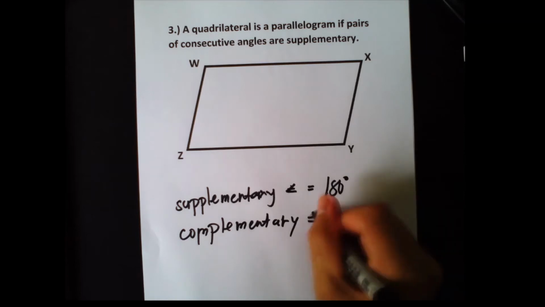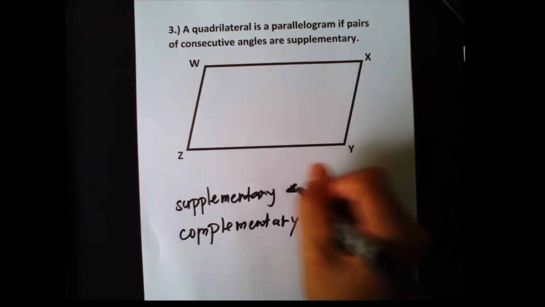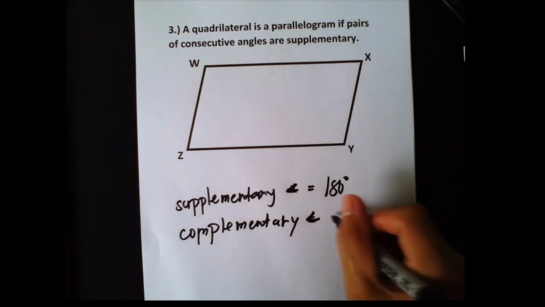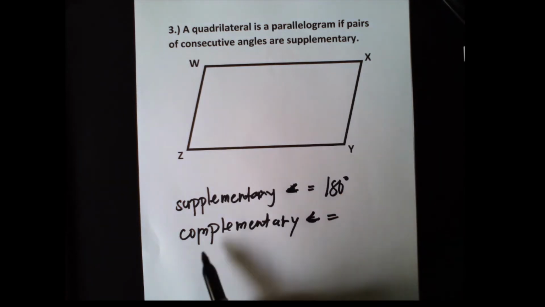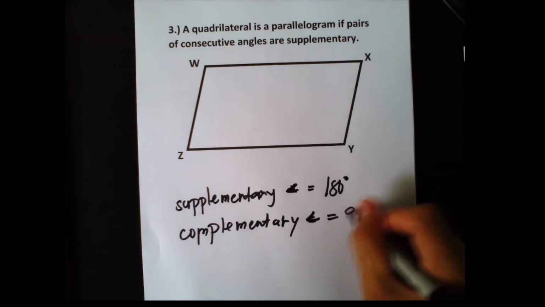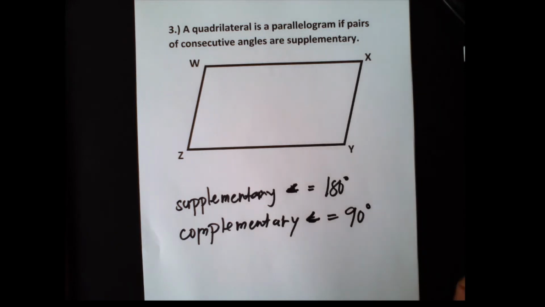Okay, complementary angles, sorry for the messy writing. When talking about complementary angles, this is 90 degrees, just a recall of your previous lesson. Since we're talking about supplementary angles, they have a total measurement of 180 degrees.